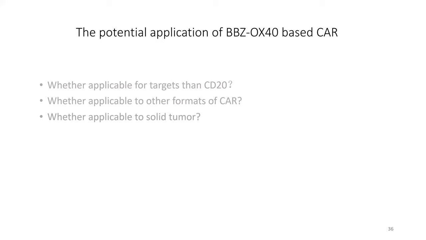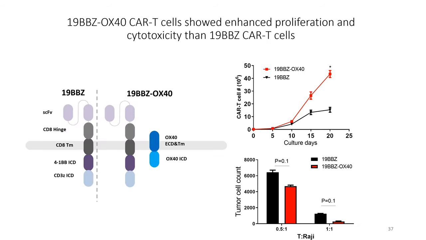So then we try to explore the potential application of the OX40-based CAR. Whether it's applicable for other targets, whether it's applicable for other formats of CAR, and whether it's applicable for the solid tumor. To answer the first question, we established the 19BBZ and 19BBZ-OX40, which is a similar design with the scFv recognizing CD19. We can find that the 19BBZ-OX40 shows enhanced proliferation and enhanced cytotoxicity against the tumor cells. So it can be applied to other targets.